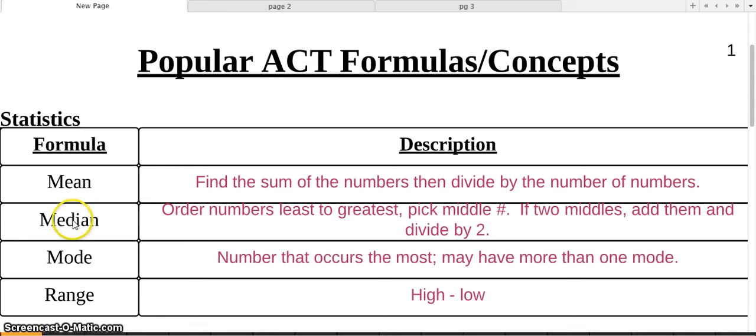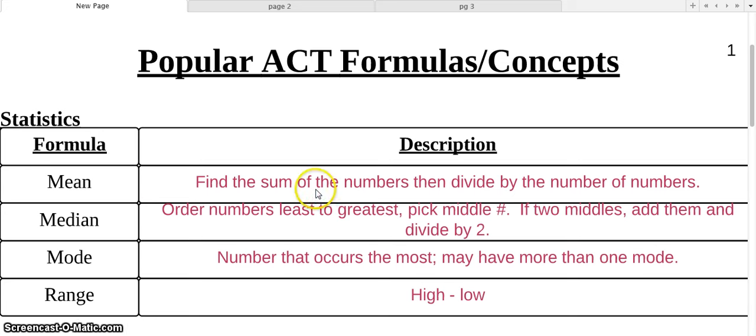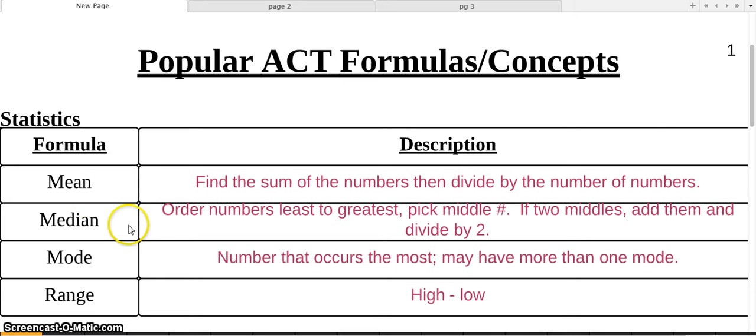I'm hoping that the mean, the median, and the mode are all review. Remember, the mean is when you add the numbers together and you divide by the number of numbers. That'll give you the average. That's usually what we refer to when we say average. However, the median and the mode are also types of averages. The median is when you order the numbers from least to greatest, you pick the middle number. Remember, ordering the numbers least to greatest is important. And then pick the middle number.